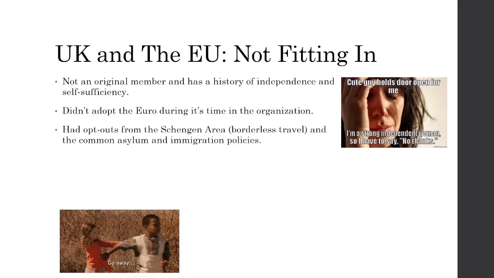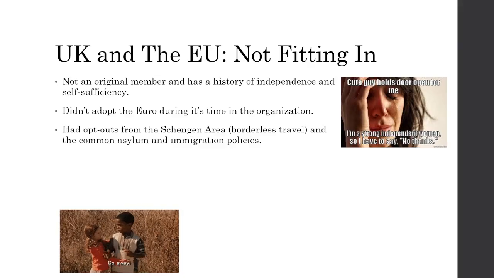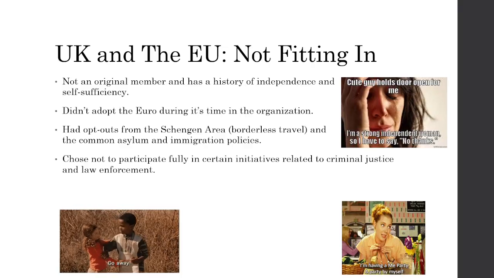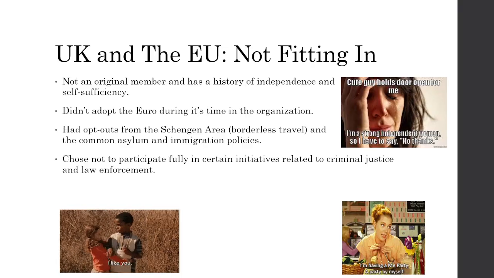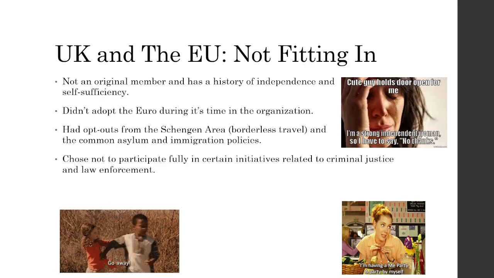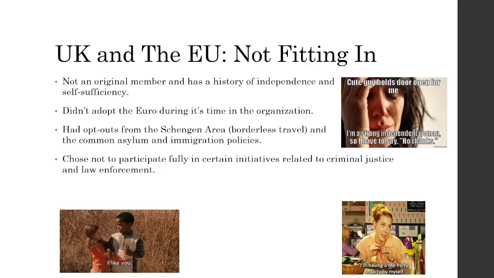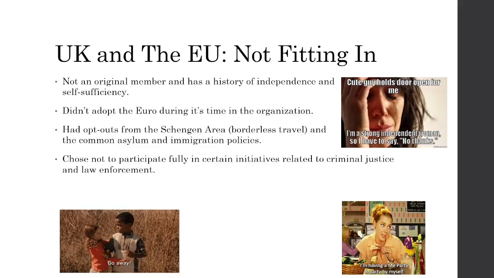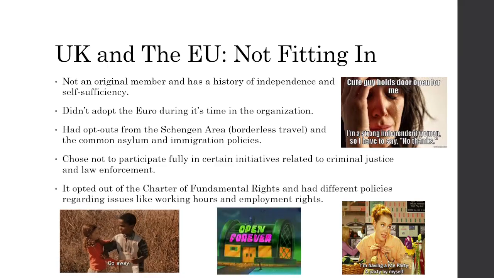They also opted out from a lot of the borderless travel policies and the common asylum and immigration policies. So they didn't even follow through with the uniform policy making. They also chose not to participate fully in certain initiatives related to criminal justice and law enforcement. So really, what you should be taking away from this is that the EU passed all these measures, and the UK is like, no, we're not going to do that. And it's easy for them to opt out of the borderless travel and common asylum policies because they're an island. They're not even connected to mainland Europe.